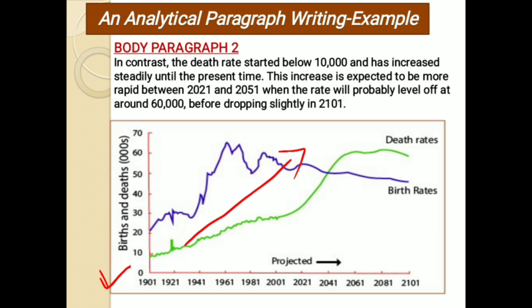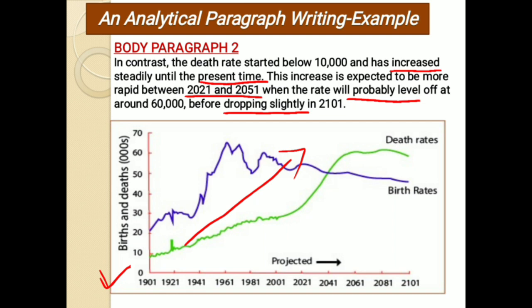So that will be: in contrast, the death rate started below 10,000 and has increased steadily until the present time. This increase is expected to be more rapid between 2021 and 2051, when the rate will probably level off at around 60,000 before dropping slightly in 2101. So this was the analysis that we made looking at the death rate.